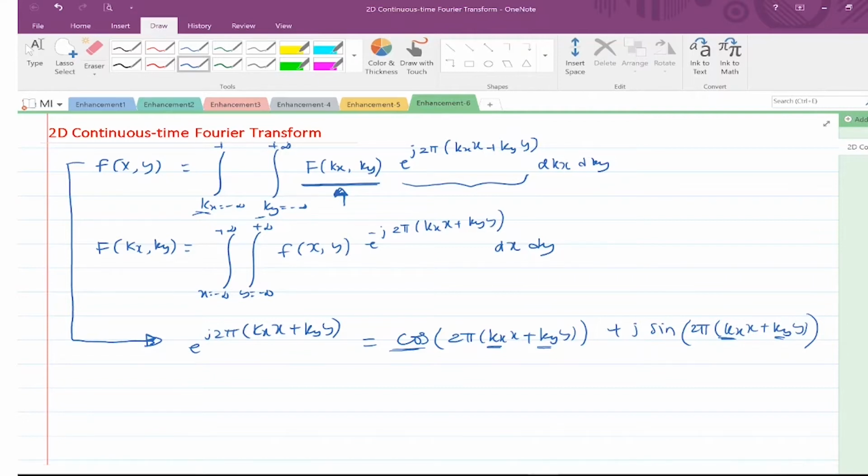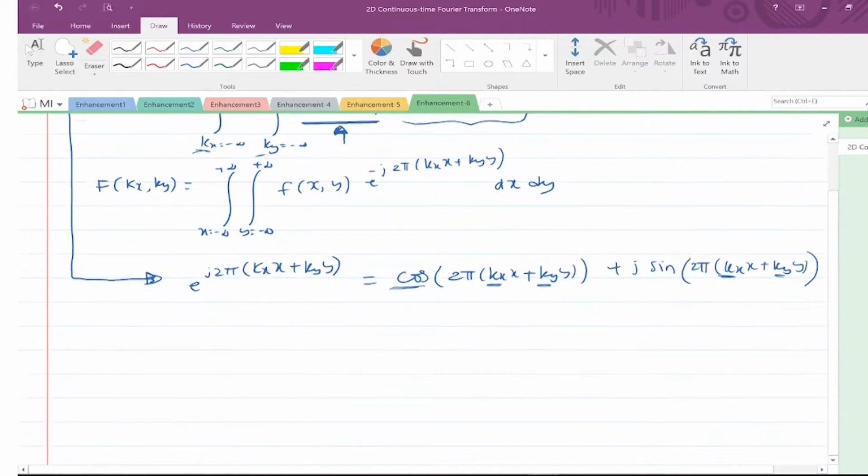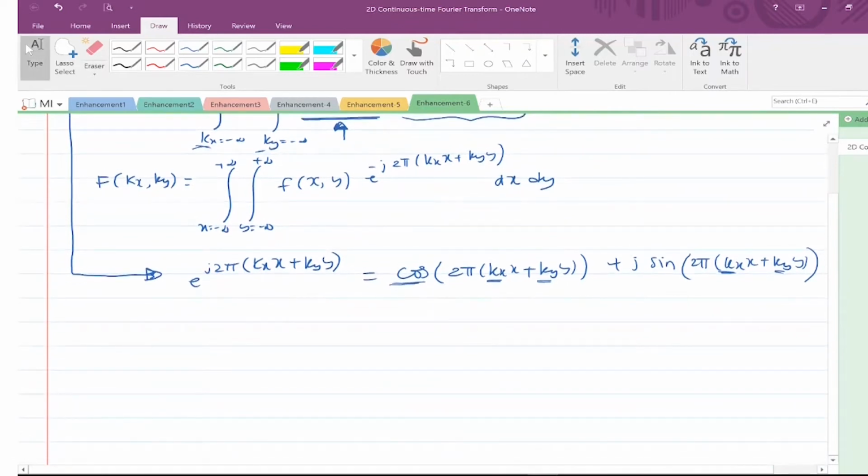You could in fact write it as the real part plus imaginary part as well. Anyway, the analysis of cosine and sine are very similar. So our basis functions here are two-dimensional sinusoidal functions, as this is going to be a key building block for our two-dimensional Fourier transform analysis.